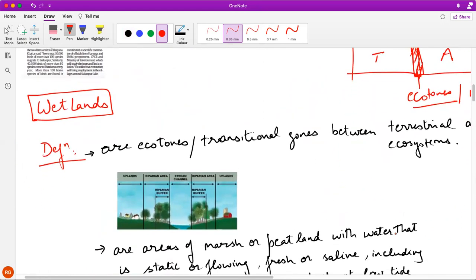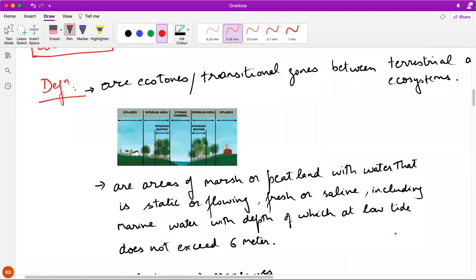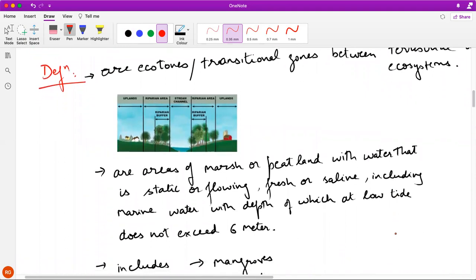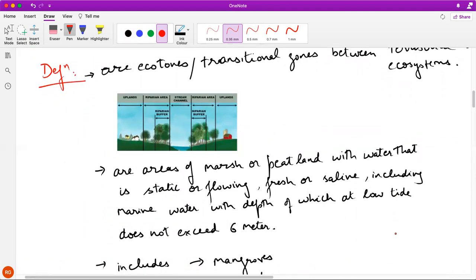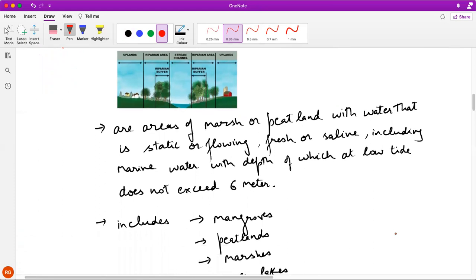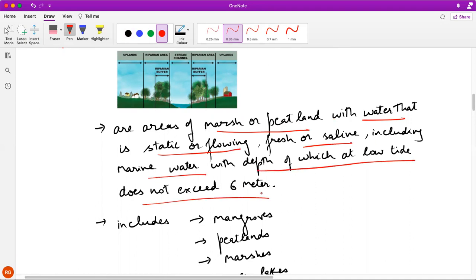If you see from an environmental point of view, there's another definition also, which is usually used to explain to the common man. So these are the areas of marsh or peatland with water that is static or flowing, fresh or saline, including marine water, the depth of which at low tide does not exceed 6 meters.